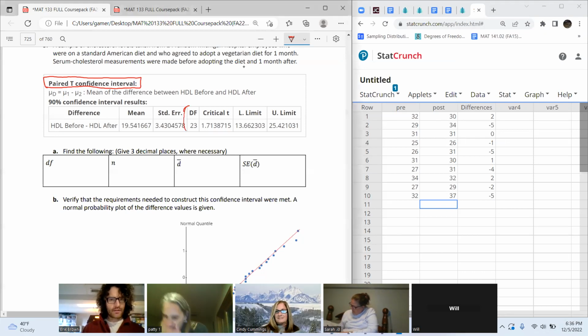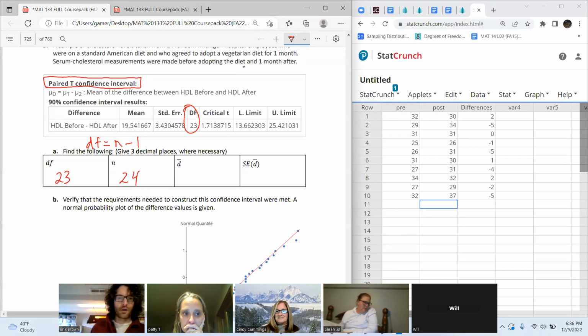So, copy and paste, degrees of freedom, 23. Do we all have memorized that degrees of freedom is equal to n minus 1? Right, thus degrees of freedom plus 1 is n. D bar is a tricky one, right? D bar is really X bar. They're the same thing.